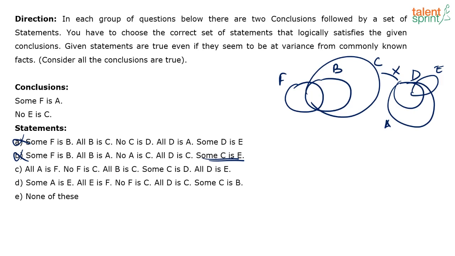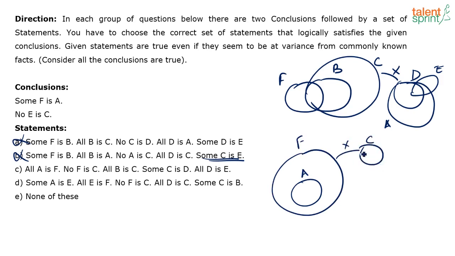Now let us look at the next option C. All A is F. No F is C. All B is C. So B is going to be inside. Some C is D. All D is E. So I can say that. Can I say no C is E? No, I cannot say. Correct? Because here some C is D and there is an intersection between C and D. So this is also not the answer that we are looking at.